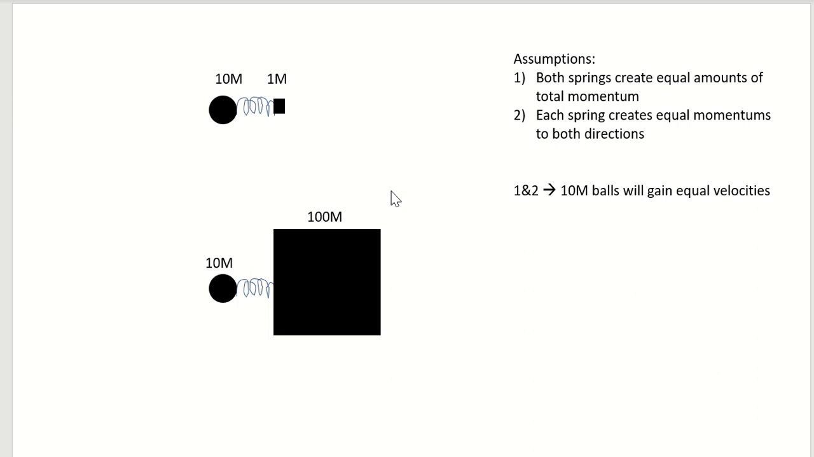So at least one of our assumptions must be incorrect. Which one? I would say that assumption number 2 must be correct. I think that springs always create equal momentums to both directions. So in that sense they are balanced. Meaning that assumption number 1 must be incorrect. Identical springs don't always create equal amounts of total momentum. It depends on the objects that the springs are pushing. But again, I think this shows that momentum alone is not enough. You need something else.